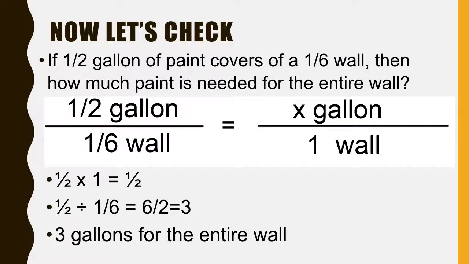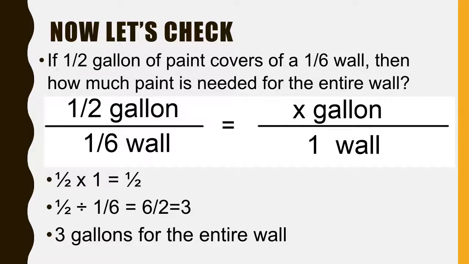Now let's check our answers. It's okay if you didn't get the first one correct, since the first one we did as a fraction. So we're comparing gallons with gallons and walls with walls. So let's read the problem again. If 1/2 a gallon of paint, so where's the half go? Good, with the gallon, covers 1/6 of a wall, so we put the 1/6 with the wall.